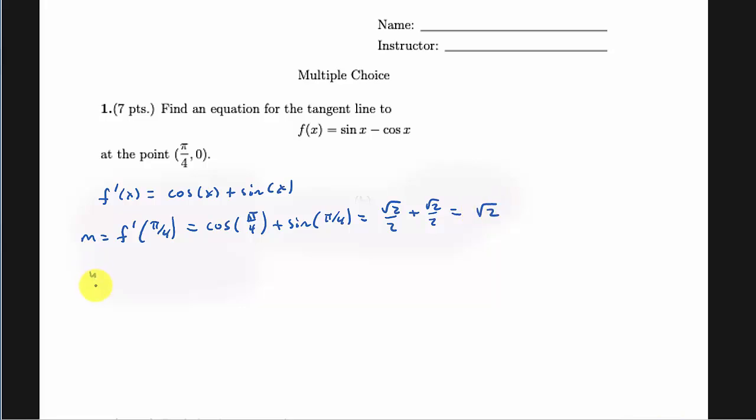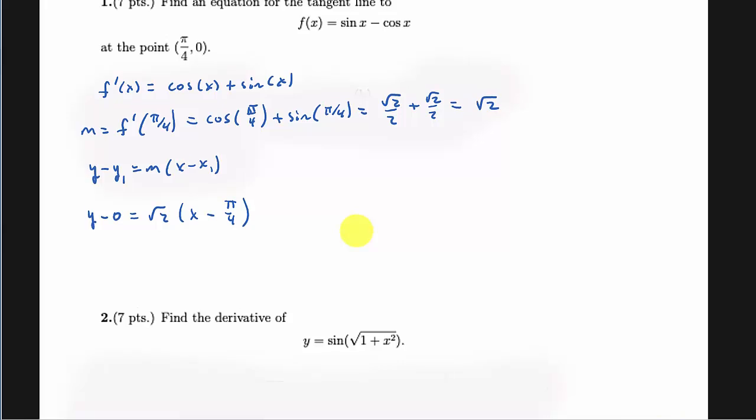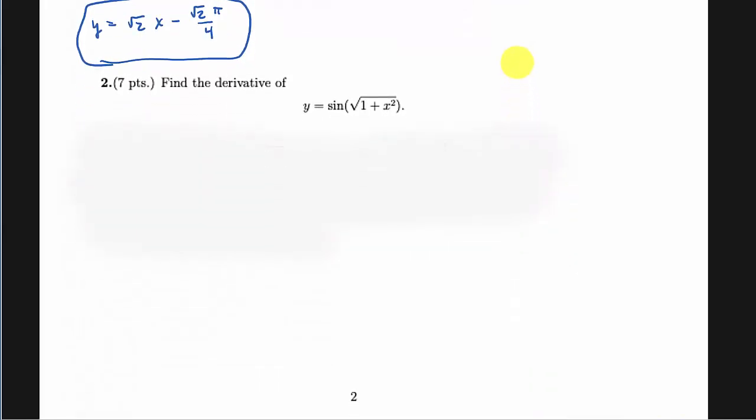And so now we're going to use y minus y1 equals m times x minus x1. So y minus 0 is equal to square root of 2 times x minus pi over 4. And so we have y is equal to square root of 2 times x minus square root of 2 pi over 4. And there's the equation of your tangent line. All right, so that's easy, starting off pretty easy.